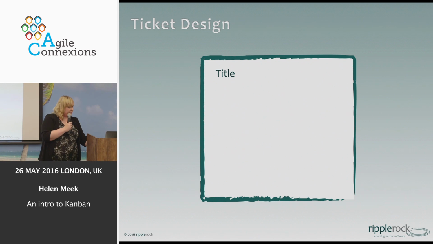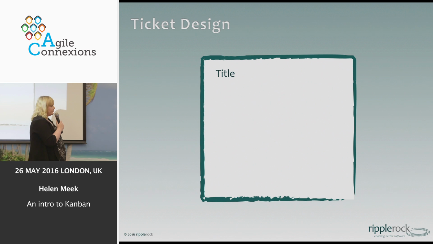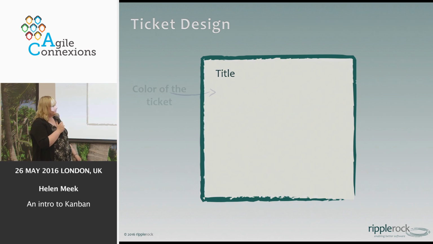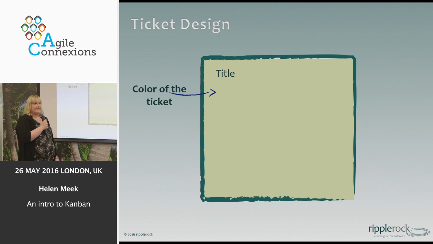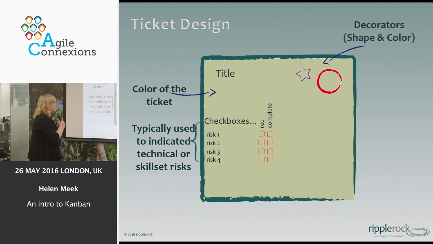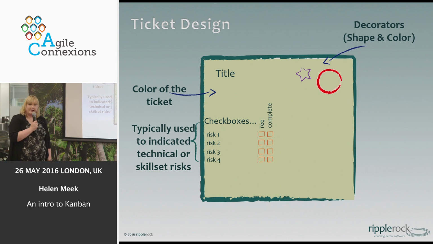Now, you can also do different things with tickets. You don't have to just build swim lanes, columns, buffers. You can do lots of different things. So you can change colors of tickets, you can put titles, you can put tick boxes if that's going to help you to visualize things, shapes and decorators.